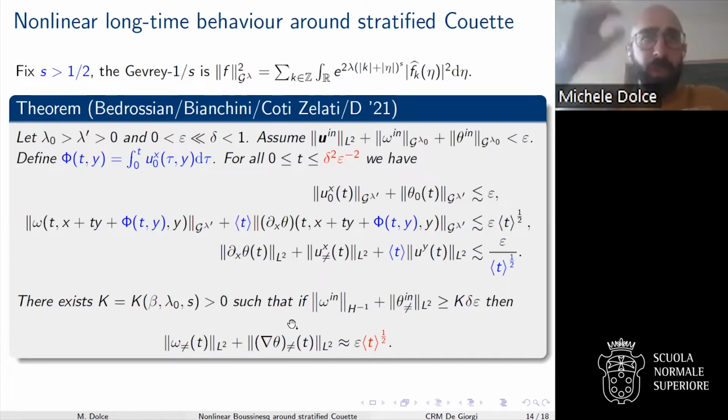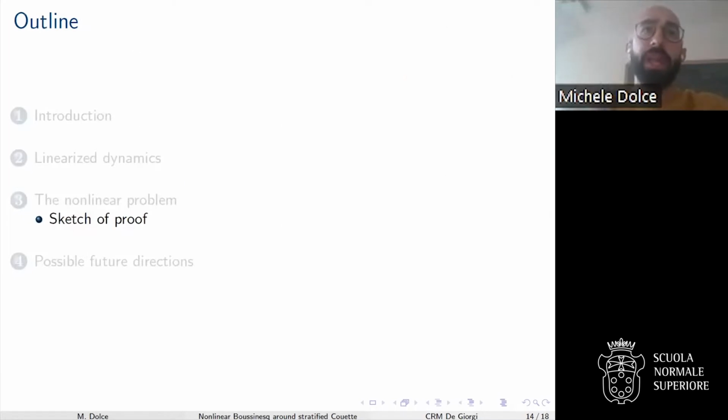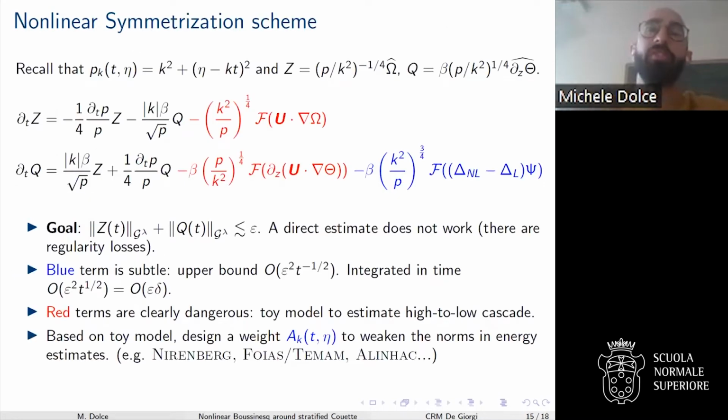So this was, to our knowledge, the first result doing this kind of long-time behavior analysis around the shear flow in the inviscid case. And here is why I say the linearized behavior is observed also at the nonlinear level. Now, in these very last few minutes I have, let me give you a very hand-waving sketch of the proof. First of all, since we know how to do the linear problem, let's try to apply what we can do at the linear level in the nonlinear case.